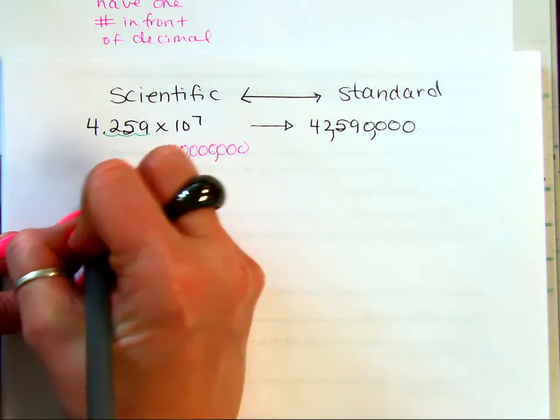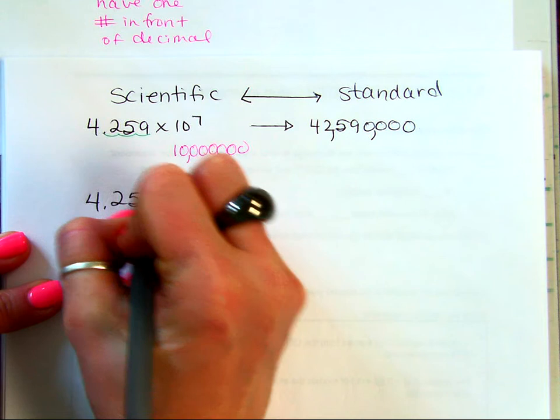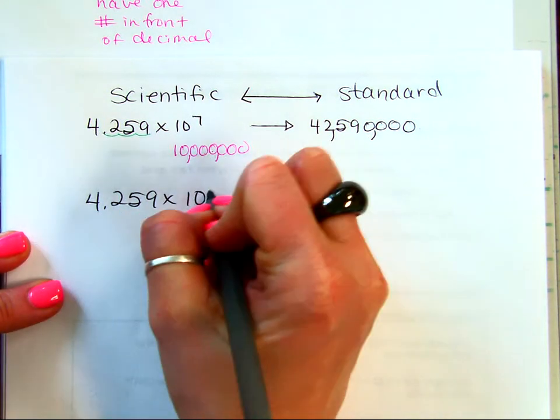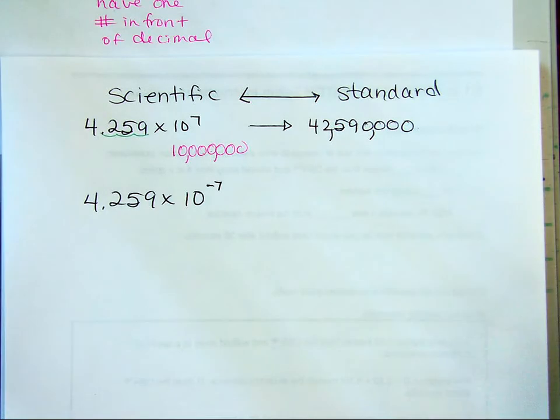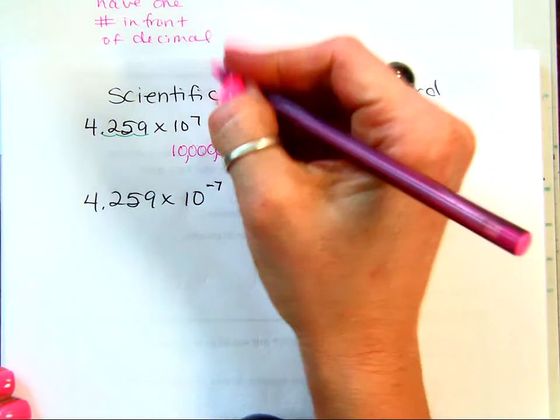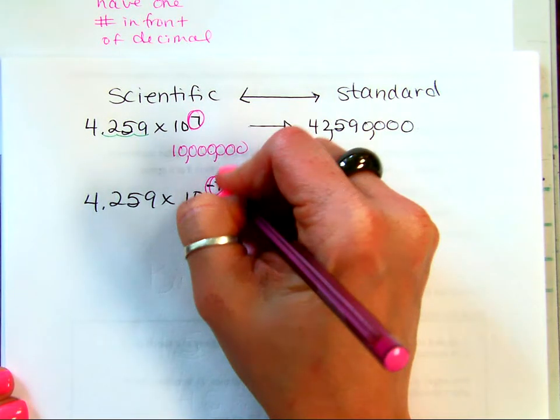Let's take this 4.259 and multiply it by 10 to the negative 7th power instead of positive 7th power. Okay?